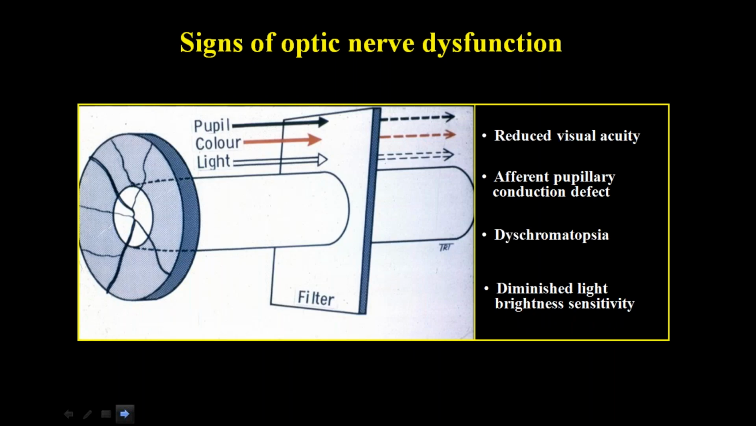So what are the signs of optic nerve dysfunction? Whenever there is optic nerve dysfunction, three main features are affected. Externally, you will see three main features getting affected. One is the pupil. What will happen to the pupil? There will be an afferent pupillary conduction defect, that is nothing but RAPD.